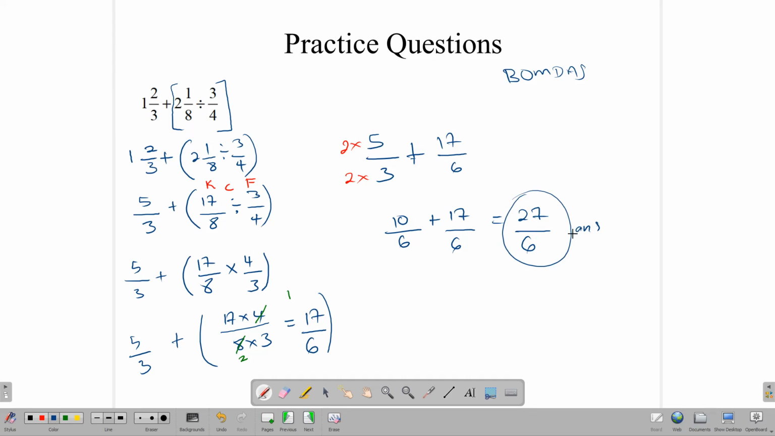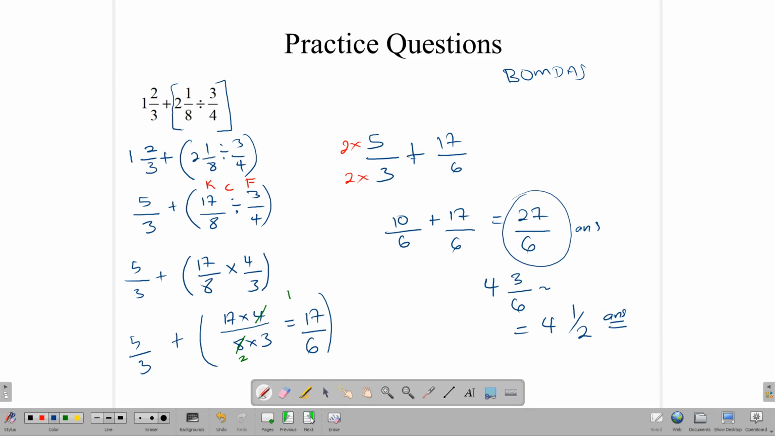We can write this as a mixed number by saying how many 6s can we get out of 27. That's almost 4. 4, and a little bit left over. 6 4s are 24, and 3 left over. And remember, 3/6 is the same thing as a half. So this is the same thing as saying 4.5. That's our answer.